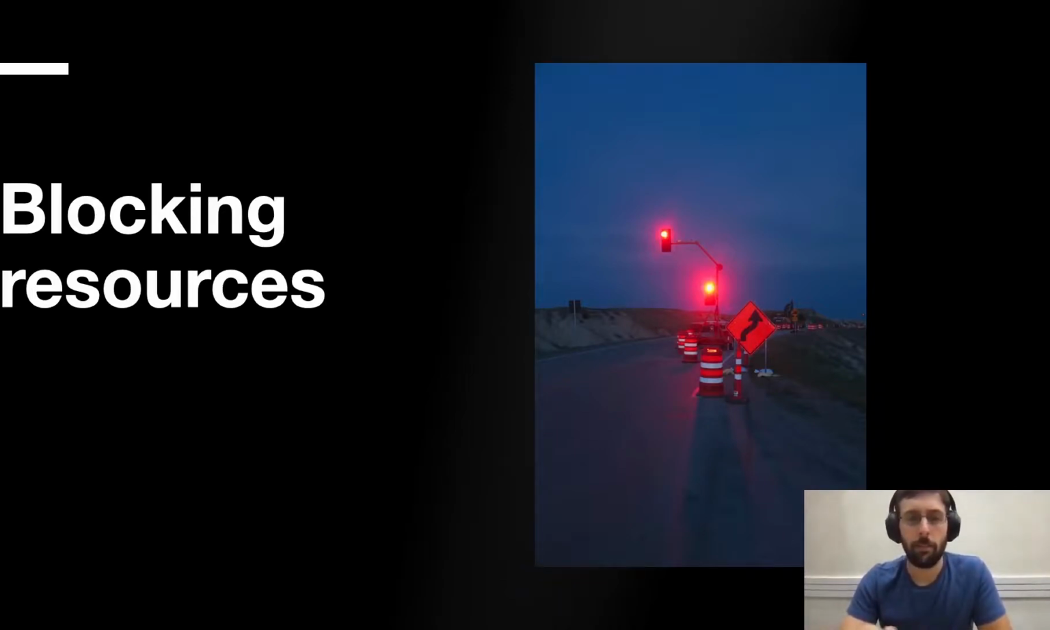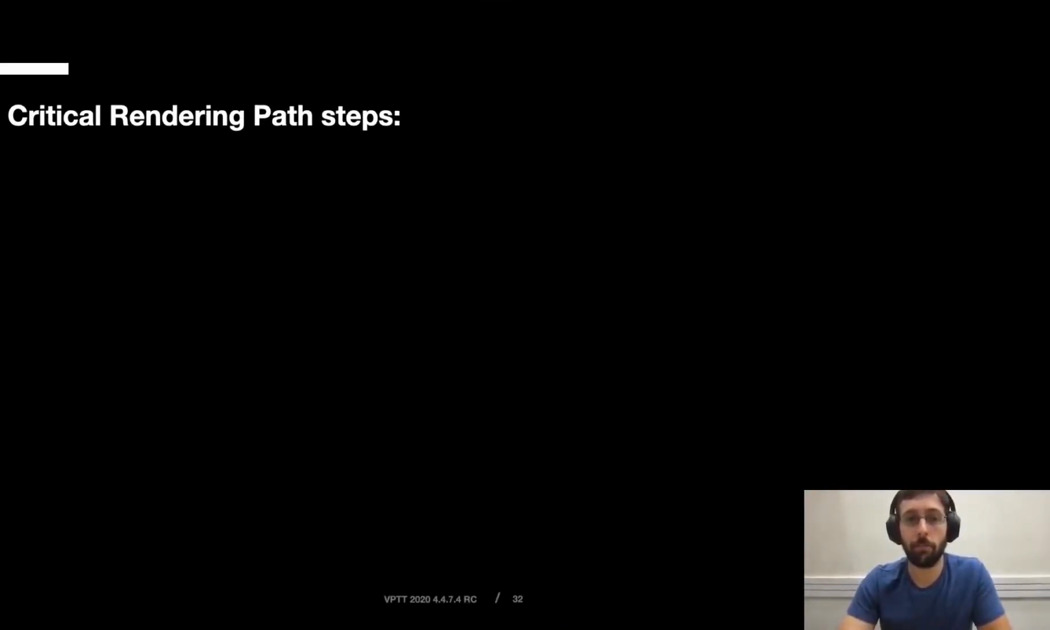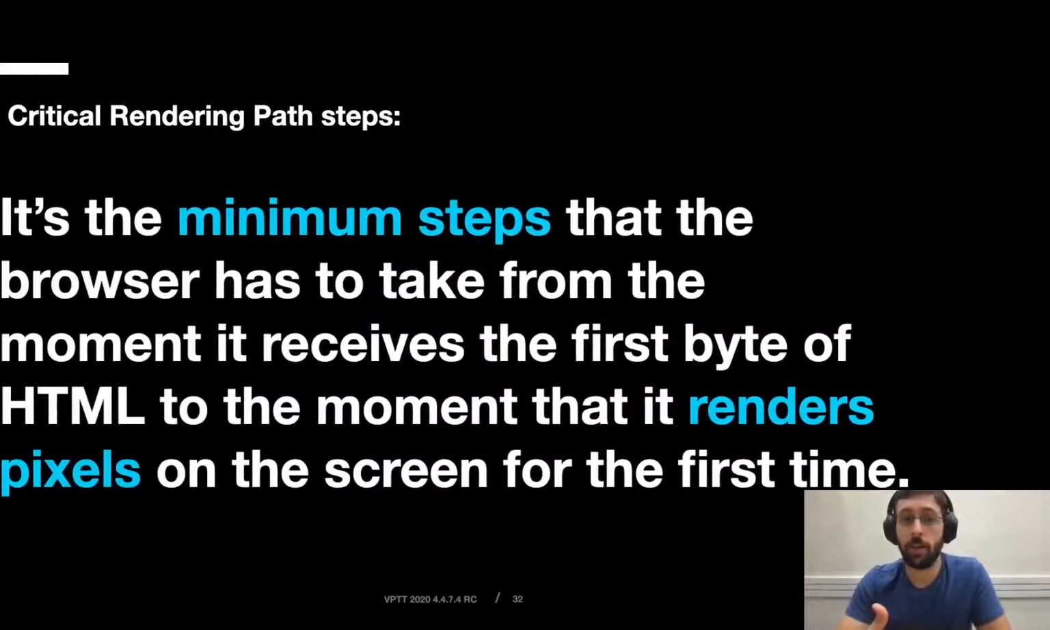But I mentioned something before. So what is the critical rendering path? It is the minimum steps that the browser has to take from the moment it receives the first byte of the HTML document to the moment that it renders pixels on the screen for the first time. Essentially, it's what the browser has to do to process our critical resources into something that our user can enjoy.